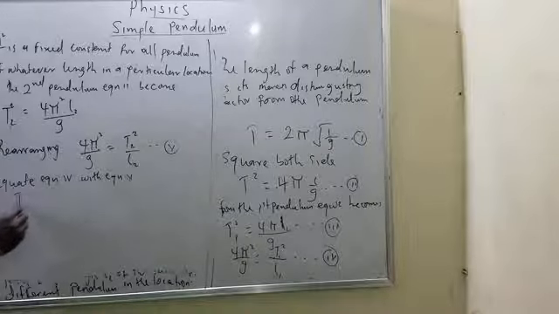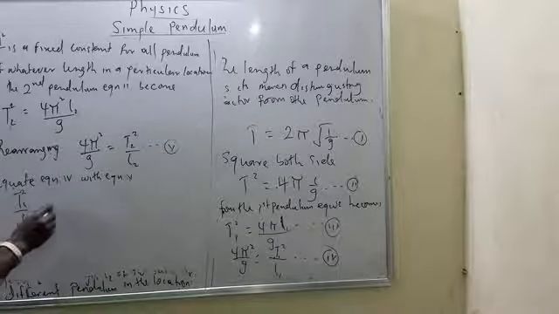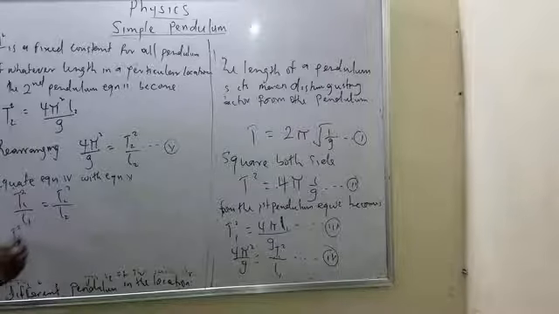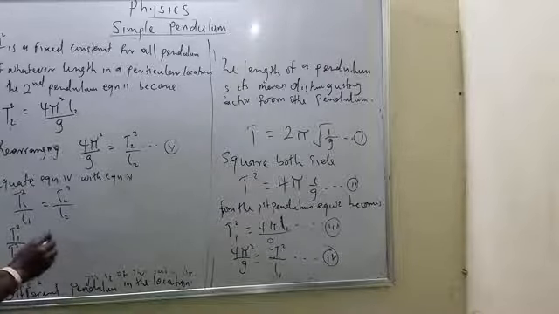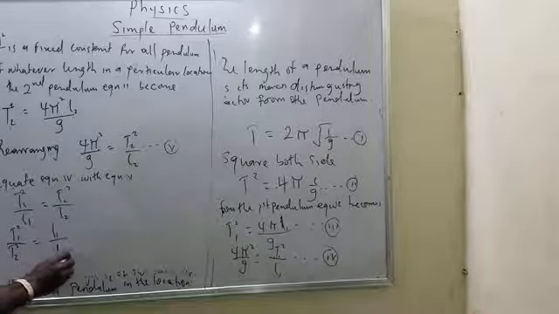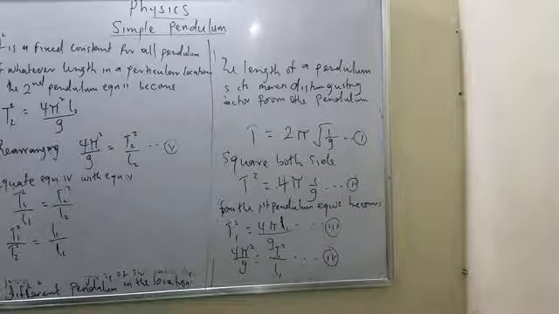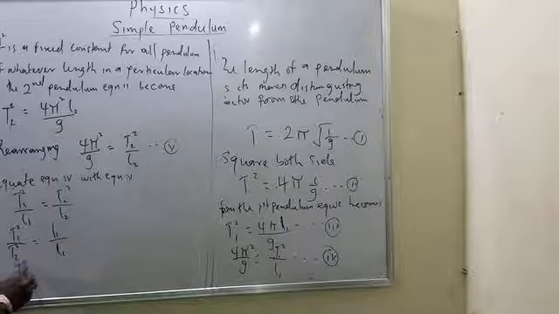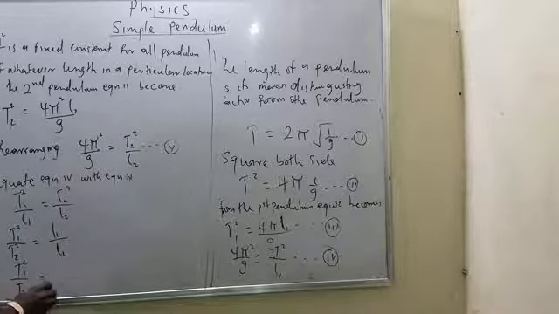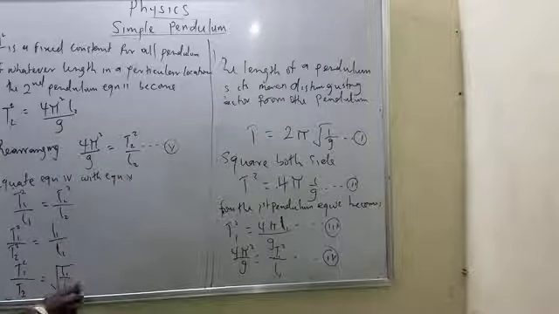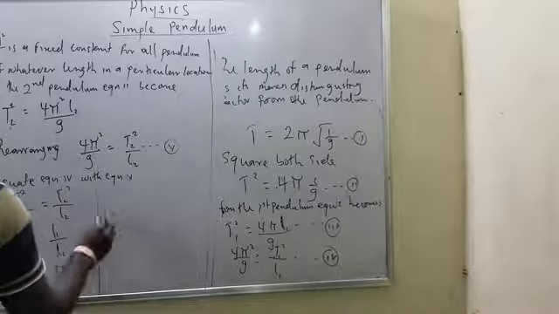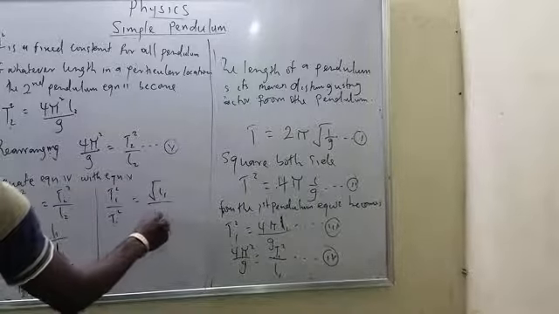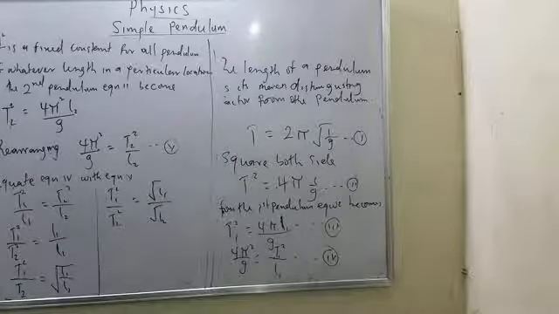It means I'll be having t1 squared over L1 equals t2 squared divided by L2, which I can also say as t1 squared over t2 squared equals L1 divided by L2. Then t1 divided by t2 equals root of L1 divided by L2, which I can also say as t1 over t2 equals root of L1 divided by root of L2. That is all we can say.